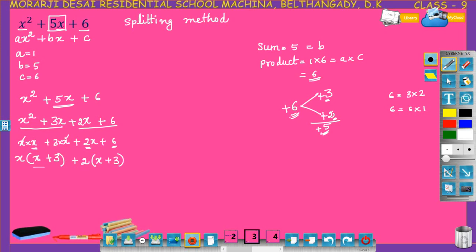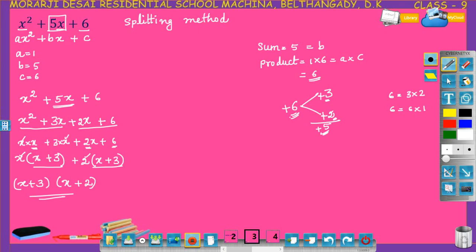Now see here, x plus 3 is the common term. Write it outside, put the bracket. If I remove x plus 3 and write it outside, then remaining is x plus 2. So x square plus 5x plus 6 is equal to x plus 3 into x plus 2. So we have written x square plus 5x plus 6 as a product of two polynomials, that is x plus 3 and x plus 2.